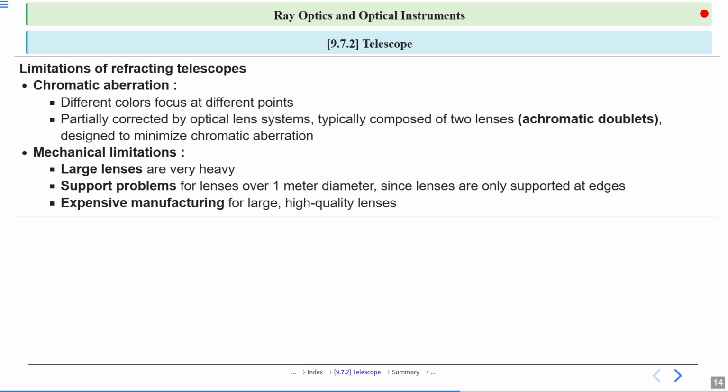In conclusion, refracting telescopes have significant limitations that affect their performance and practicality. Understanding these challenges helps us appreciate the advancements in telescope designs and the shift towards alternative solutions.